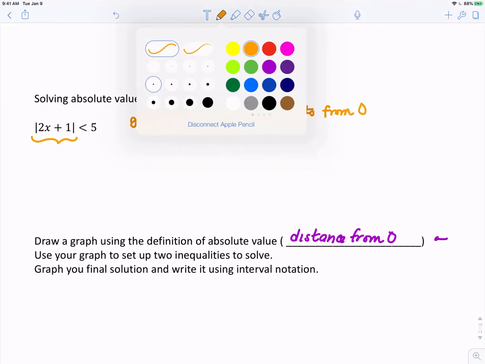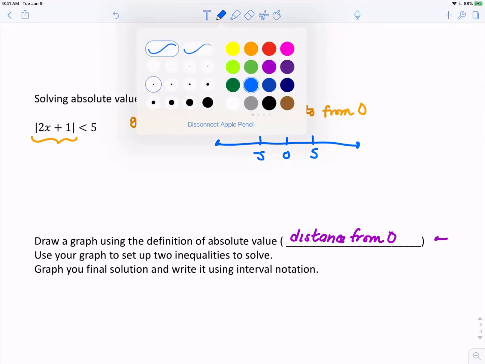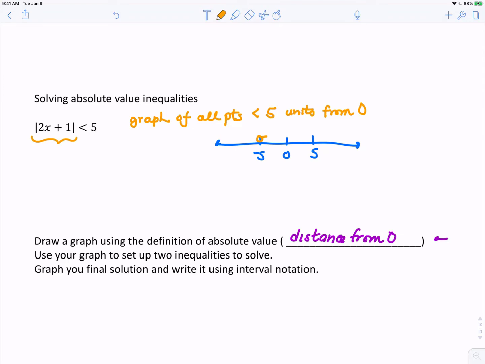So let's take a look at what that's going to look like. On a number line, here's 0, here's 5, here's -5. The numbers which are less than 5 units away from 0 are all the numbers in here. So that's drawing a graph using the definition of absolute value. And now we're going to use our graph to set up two inequalities. One inequality is going to involve the number -5, and the other inequality is going to involve the number +5.